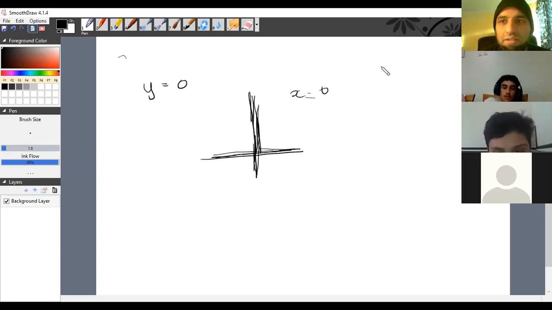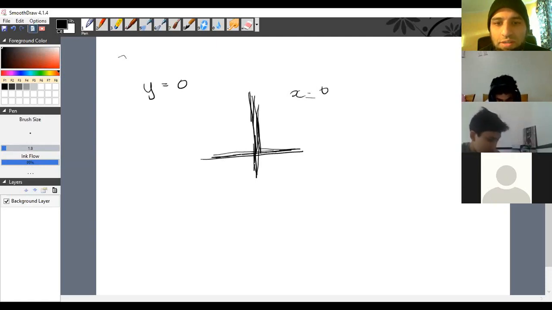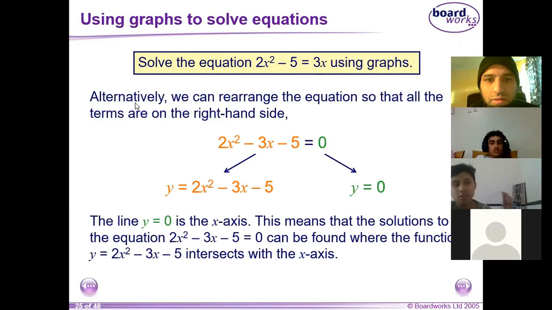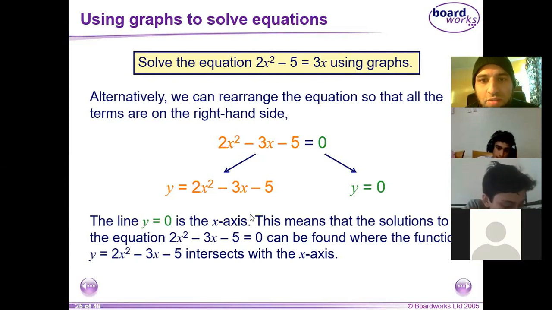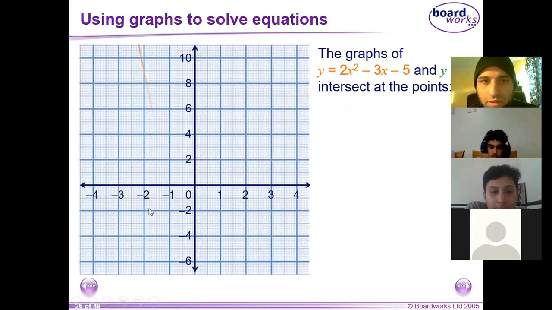Okay, so when we go back to our PowerPoint, can you see the PowerPoint? Let me know. Yeah, here's the PowerPoint. So now the line y equals 0 is the x-axis. This means there's a line at the x-axis, and there's going to be another curve because this is an x squared here. So what's going to happen is this. We have the curve from the main graph equation with this one.